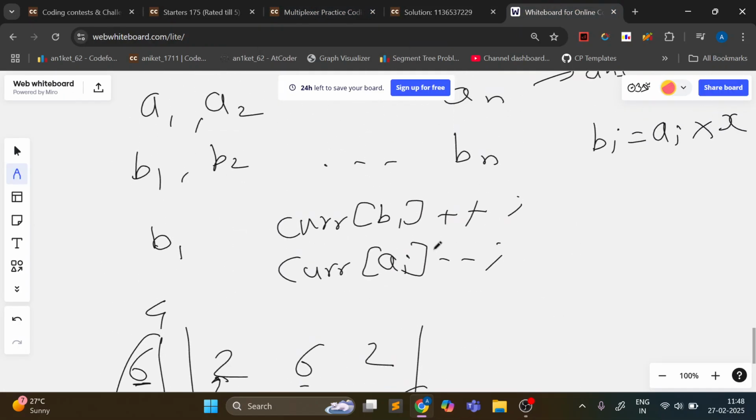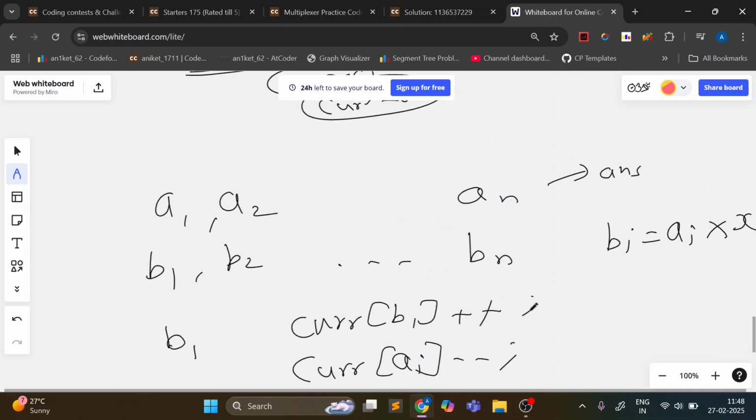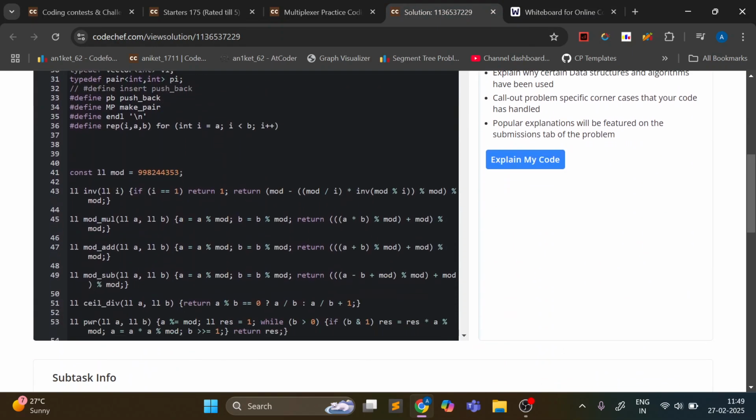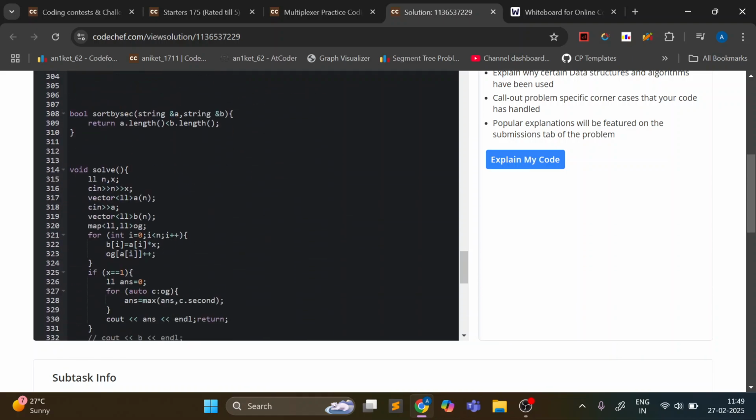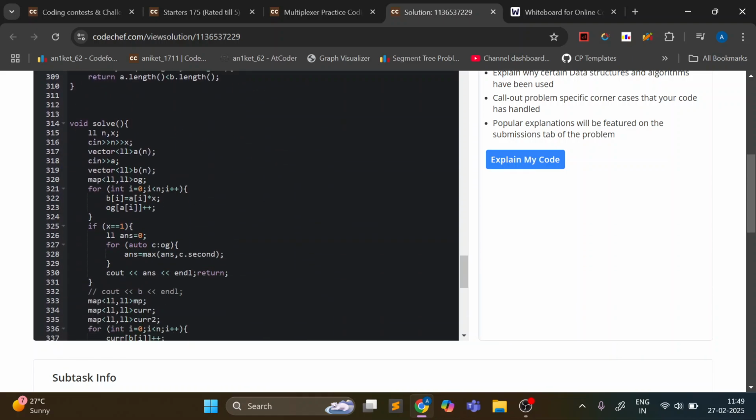Also, the case x equal to 1 overrides, because when x is equal to 1, whether we perform the operation or not, the answer would remain the same. So we need to handle it separately. So first of all, taking n and x as input, then the vector array input, then I have declared another vector b as we discussed, and what I'm doing is making it equal to a of i into x.